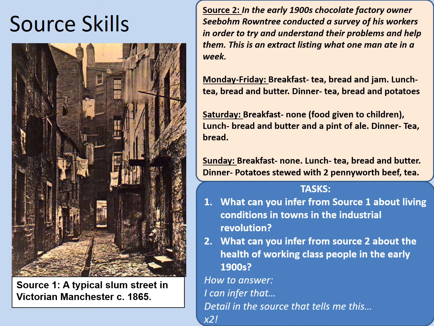Some tasks then. What can you infer from source 1 about living conditions in towns and the Industrial Revolution? Remember, this means you have to go beyond the obvious, so don't just identify a risk, but identify something about what that says about the health conditions. Secondly, what can you infer from source 2 about the health of working class people in the early 1900s? Remember, you do this by writing down, I can infer that, then you write the inference, and then you note down the detail or quote from the source that tells you this. Do that twice for each source, and then you've got it there.